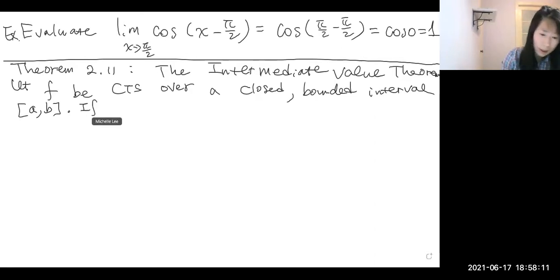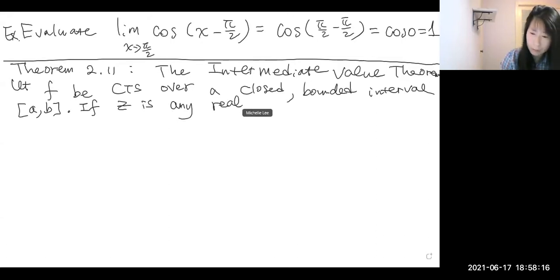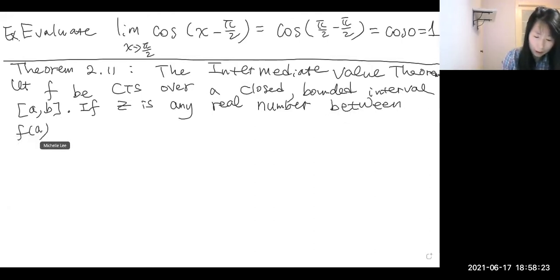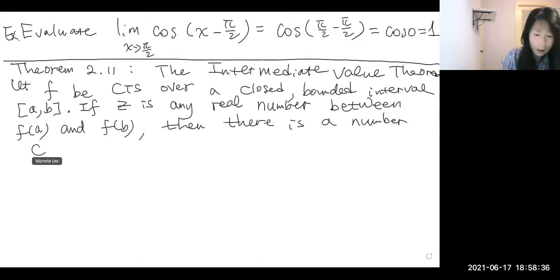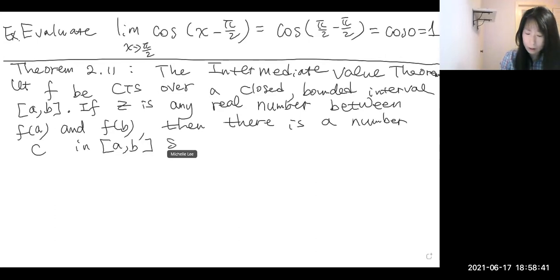If Z is any real number between f of A and f of B, this is a condition, then there is a number C in the closed interval [A, B], satisfying f of C equal to Z.